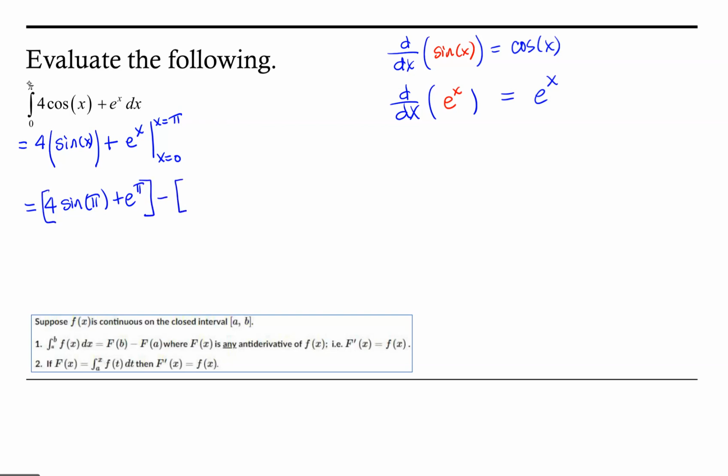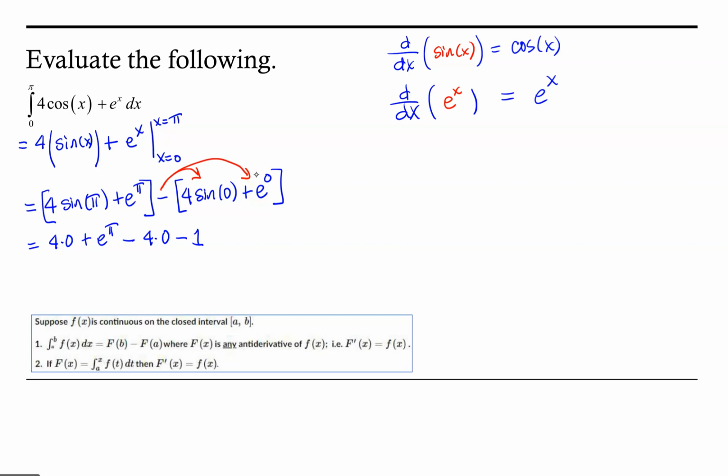minus, and now we substitute in x equals 0. So we get 4 times sine of 0 plus e to the 0. Now, sine of pi we know is 0. So this is 4 times 0 plus e to the pi minus, and we know that sine of 0 is 0. So this is 4 times 0. And keep in mind that we do have to distribute that minus, so this will be minus, and then we know that e to the 0, that is equal to 1.